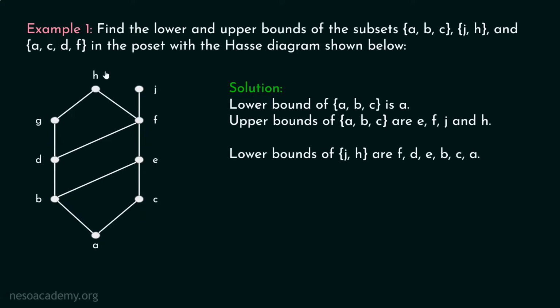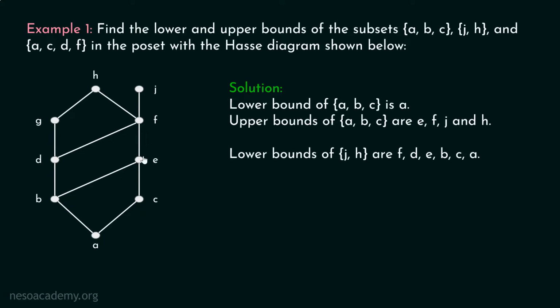Here, consider this subset J, H, right? You can see that the first meeting point is F, right? You should always find the meeting points of J and H. Here I am talking about the lower bounds of J and H, right? They are meeting at this point, F. F is definitely a lower bound because F is related to H and F is also related to J. That is why I am saying there must be a point where they meet, right? There is a path from F to H and F to J. That's why F is a lower bound of J and H.